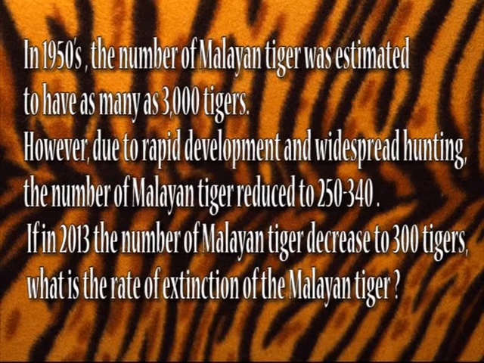In 1950s, the number of Malayan tiger was estimated to have as many as 3,000 tigers. However, due to rapid development and widespread hunting, the number of Malayan tiger reduced to around 250 to 340. If in 2013 the number of Malayan tiger decreased to 300 tigers, what is the rate?